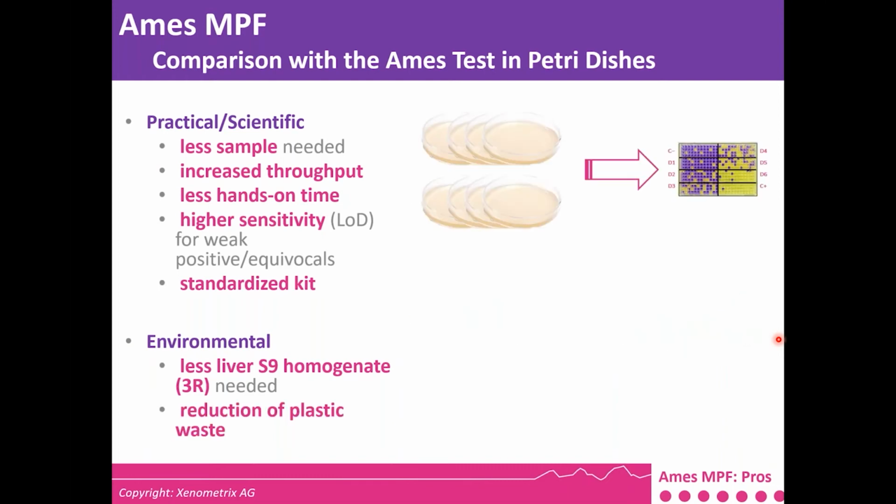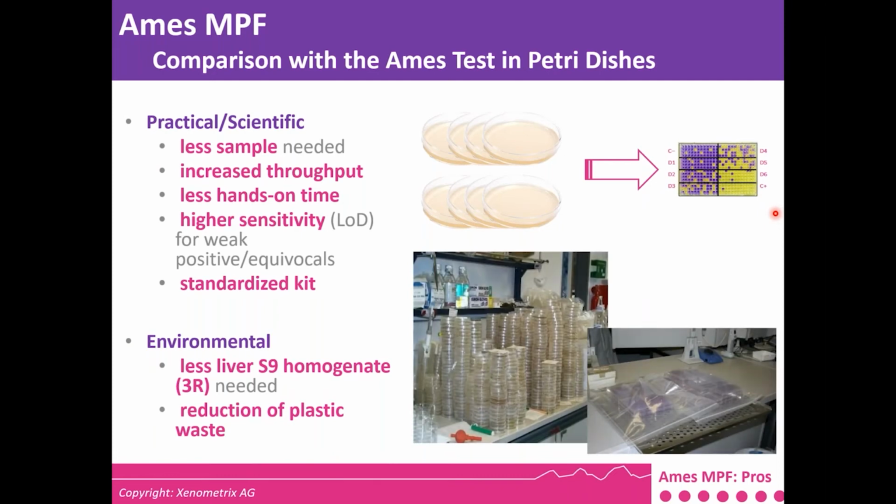And there is also a dramatic reduction of the plastic waste, because instead of 8 petri dishes, you will only have a single 384 well plate, which means that instead of a small mound of petri dishes, you will have pretty much a handful of 384 well plates. And this also has an important effect on the costs of disposal.